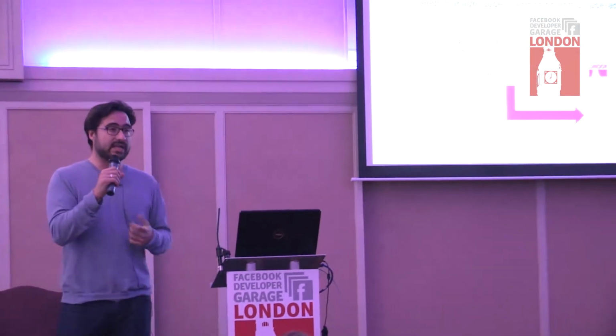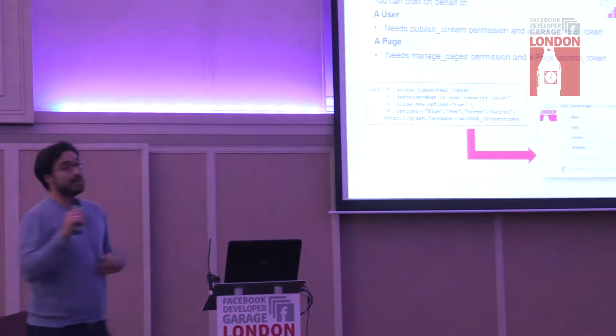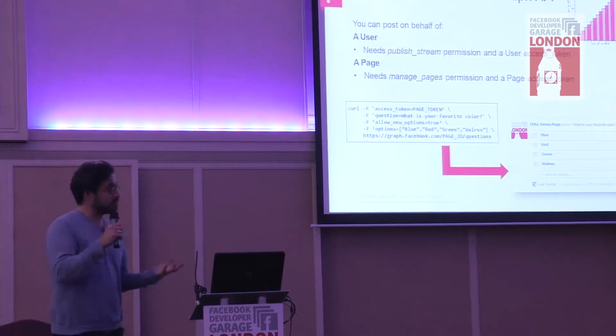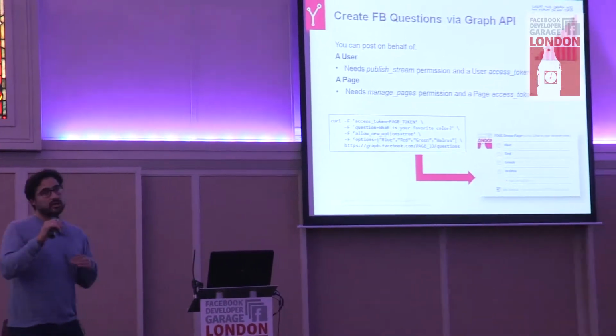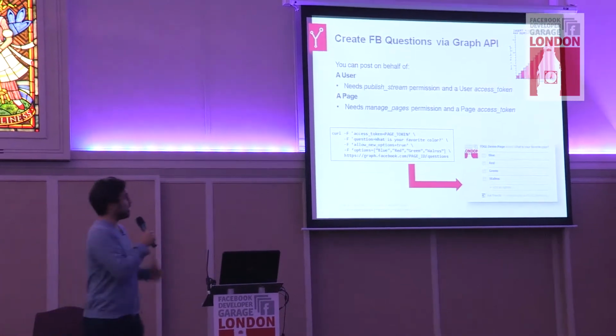This is really great. This is something that we've been asking for since Facebook questions came out. Can we use the API to create a Facebook question? And the answer finally is yes. Now we can. You can post on behalf of a user, so you need publish stream permission and you need a valid access token. And you can publish on behalf of a page. So if you have a page management tool, you can ask polls directly using your app without having the user go through the Facebook UI.